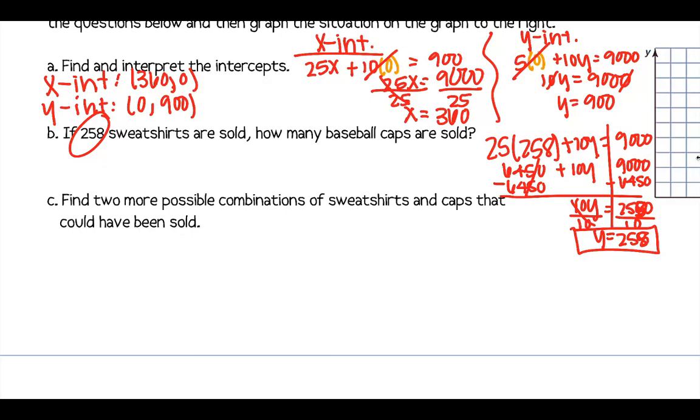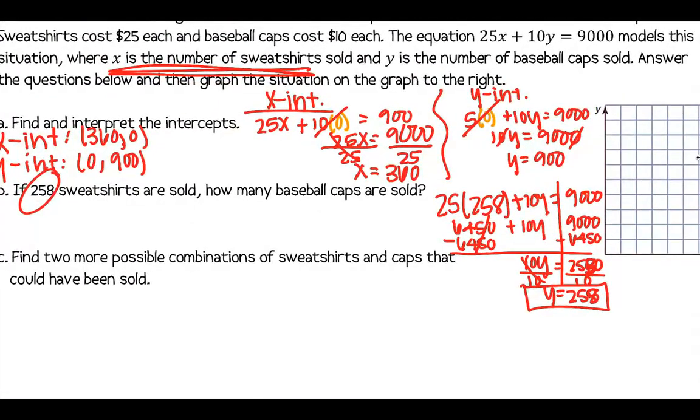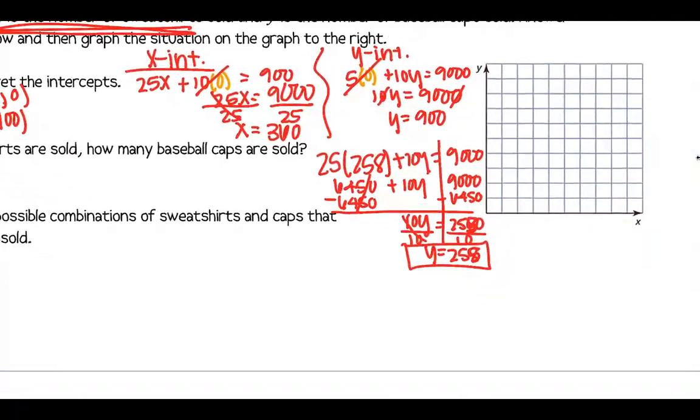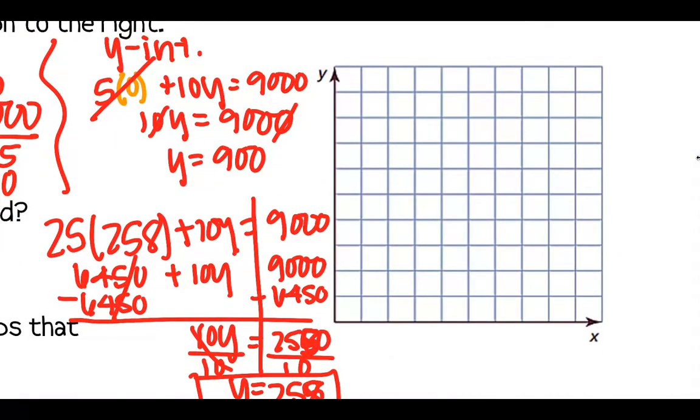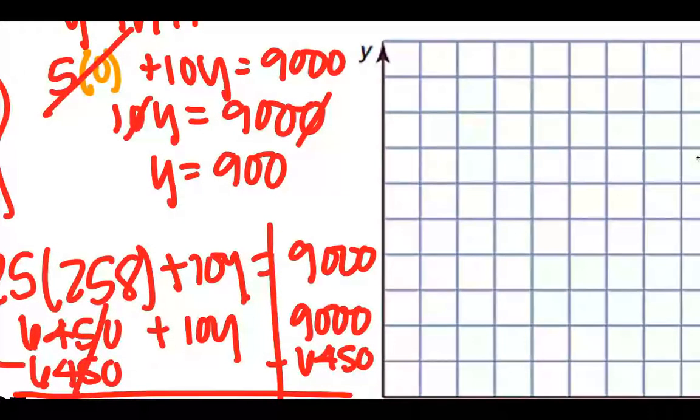So then we're going to plot our line. I've got (360, 0) and (0, 900). So I'm going to use those intercepts to help me out here. So let's just count: 40, 80, 160, 240, 300, 400. Then on the side here we've got 200, 400, 600, 800, 1,000.